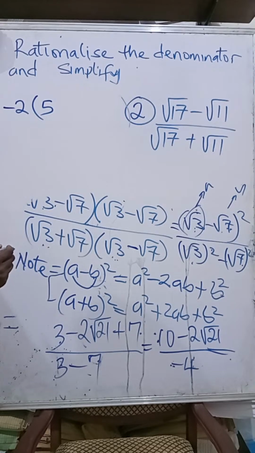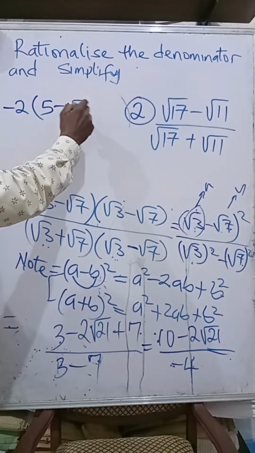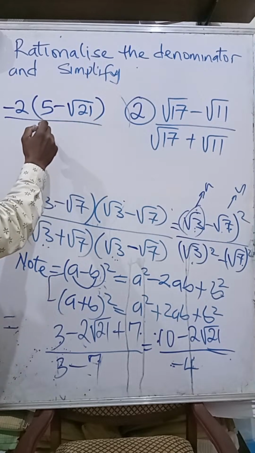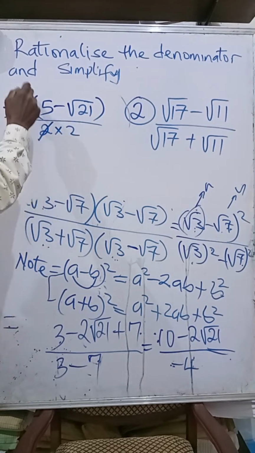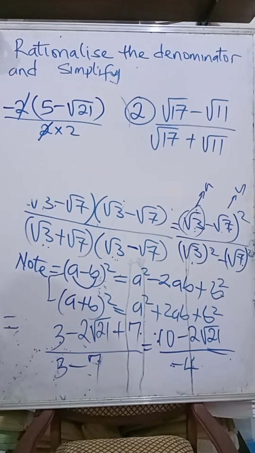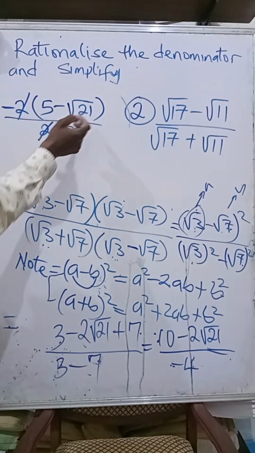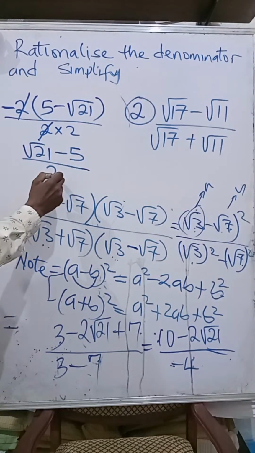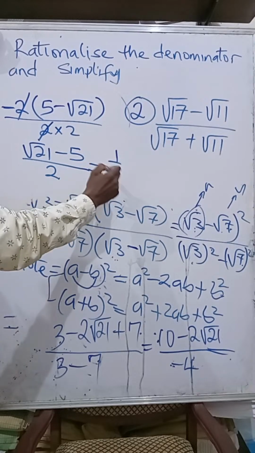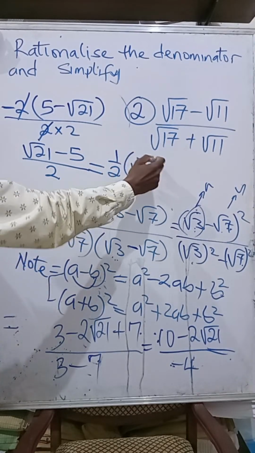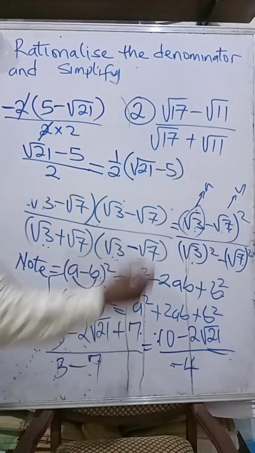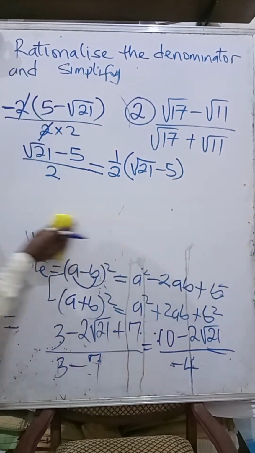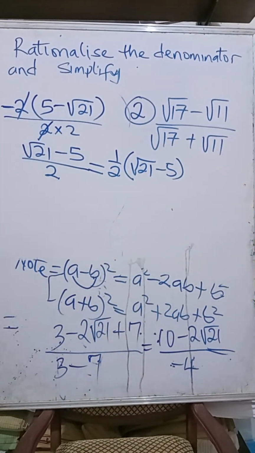That's 5 minus root 21. Close your brackets, over what? 4 is 2 times 2, so this one and this one cancel. Then the minus comes in, and that will be root 21 minus 5 over 2, which is the same as 1 over 2 times the bracket root 21 minus 5. And that ends the solution to that question.